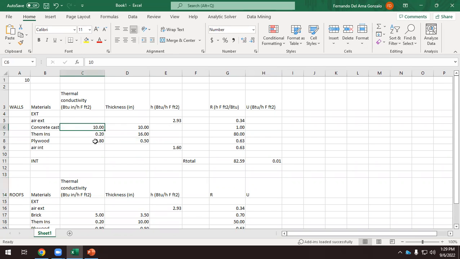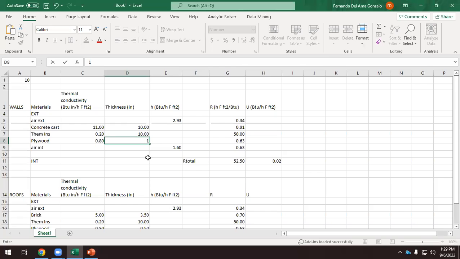So don't go crazy with whether it's 10 or 11, it's still 82. What really matters is changing the thickness of the thermal insulation. This is what really matters. The plywood, what if instead of half an inch, I have 1 inch, from 52 to 53? Doesn't matter at all.